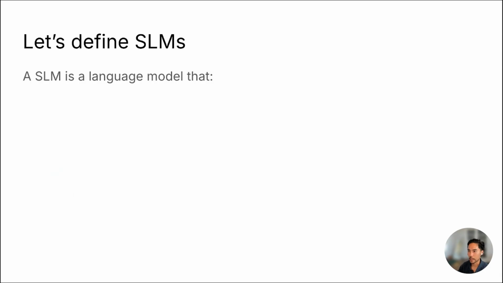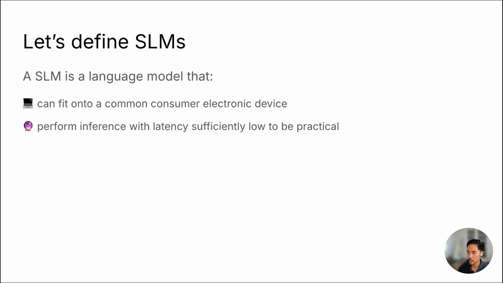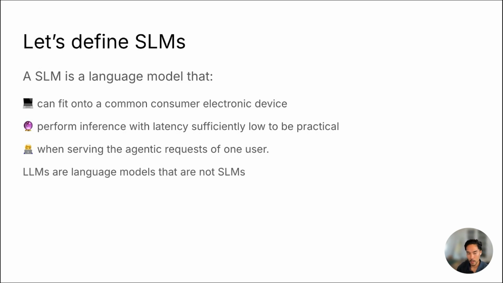So first, let's get on the same page. What are SLMs in the first place? I'm going to go off the NVIDIA paper definition, which I think is pretty good. An SLM is a language model that can fit into a common consumer electronic device and perform inference with latency sufficiently low to be practical when serving the agentic requests of one user. Obviously this is time dependent. 10 years from now, we'll have much more powerful common consumer electronic devices. It's a pretty good working definition. And just to be complete here, the complement of the set, LLMs, are basically language models that are not SLMs.